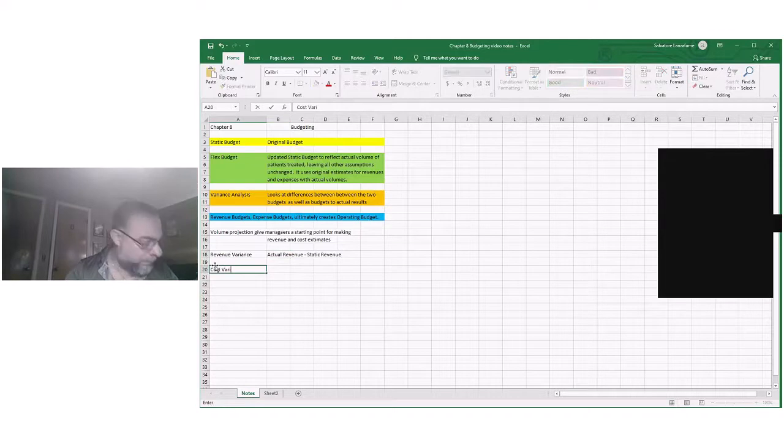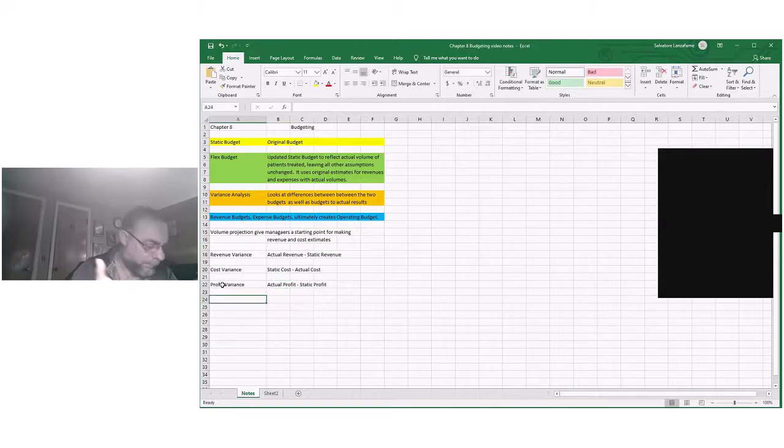Cost variance. That's your static cost, and you want to subtract out your actual cost. Profit variance. You're going to take your actual profit, and you're going to subtract out your static profit. We can also break these down in greater detail.